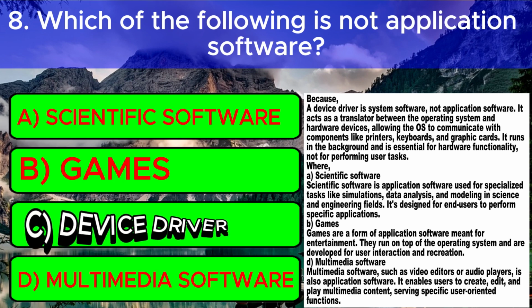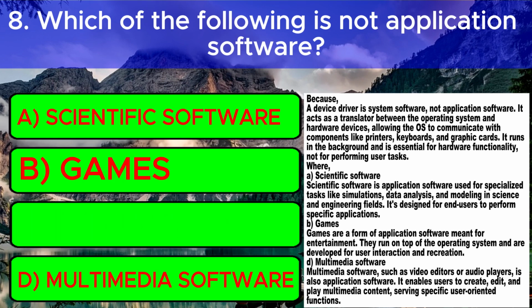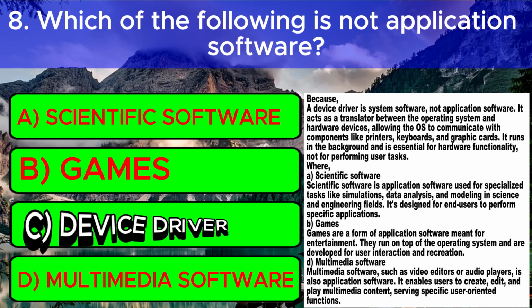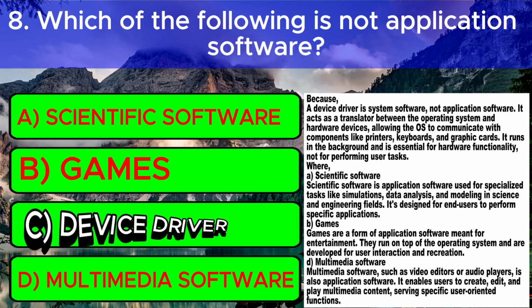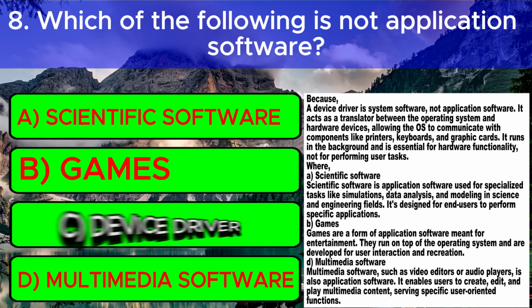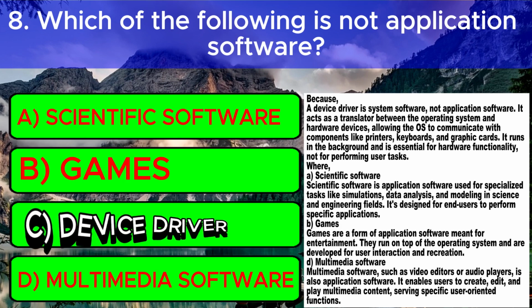Where? A. Scientific software. Scientific software is application software used for specialized tasks like simulations, data analysis, and modeling in science and engineering fields. It's designed for end users to perform specific applications. B. Games. Games are a form of application software meant for entertainment. They run on top of the operating system and are developed for user interaction and recreation.